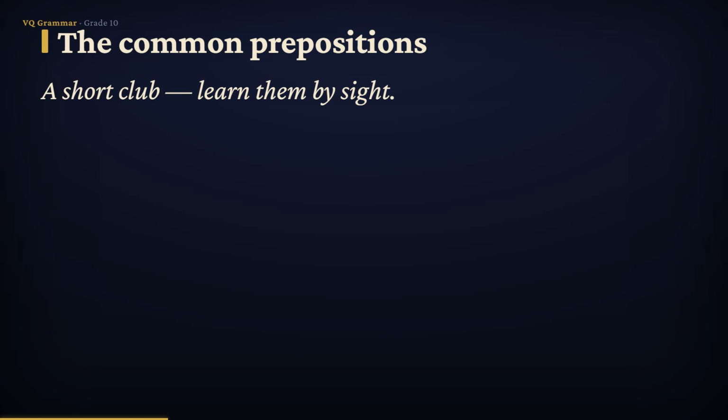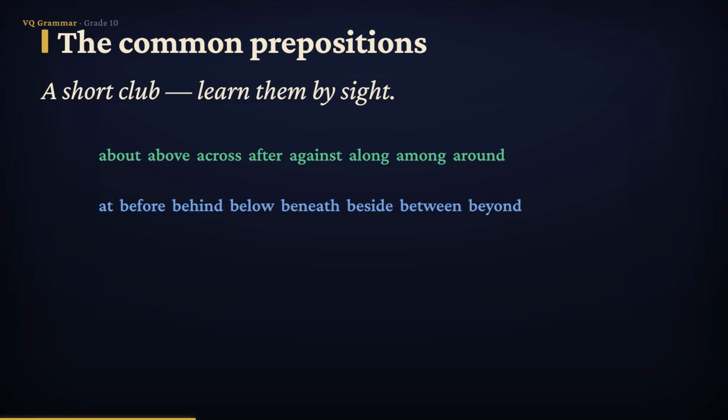Prepositions are what we call a closed club. There aren't many of them, and new ones almost never join, so it really does pay to know them by sight. Here's a first batch. About, above, across, after, against, along, among, around. And another. At, before, behind, below, beneath, beside, between, beyond.